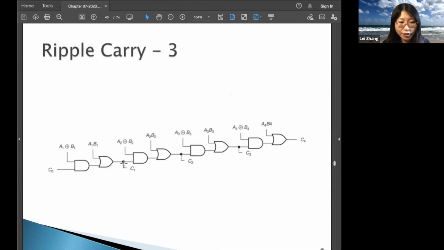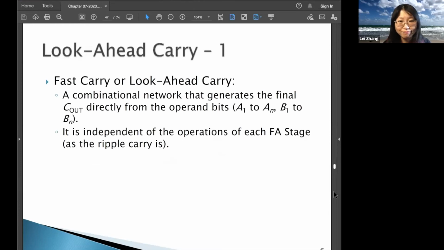So we have carry. These intermediate carry out bits are actually invisible. We don't use them anyway. They are used to connect the carry out bit from the previous bit to the carry in bit of the next bit. The only carry in bit is the first carry in. The only carry out bit is the last carry out bit. So this is the circuit, but we can see that the propagation delay is very long. So there is a technique to optimize this, which is the look ahead carry. We call it a fast carry.